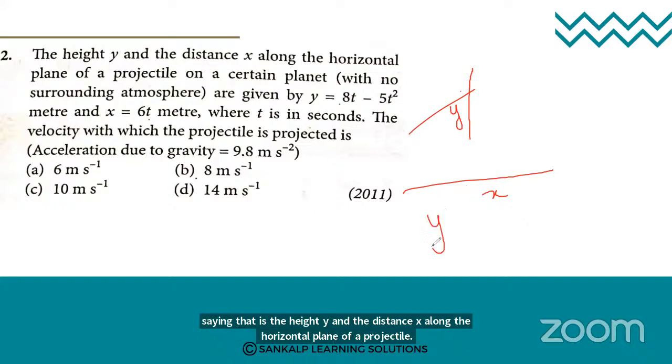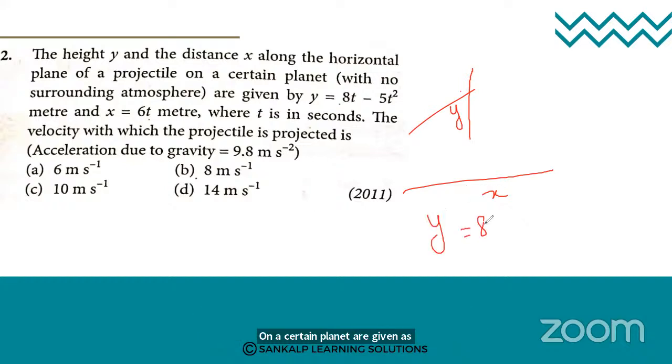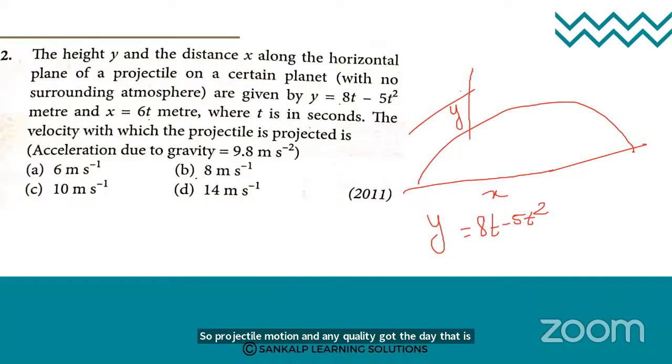are given as. So here one equation is given, that is y is equal to 8t minus 5t square, with no surrounding atmosphere. So projectile motion you already know, that is, suppose this is the surface, the object is moving along with a certain angle with the ground, that is called as what? Projectile motion. So option C. Okay, let's see.